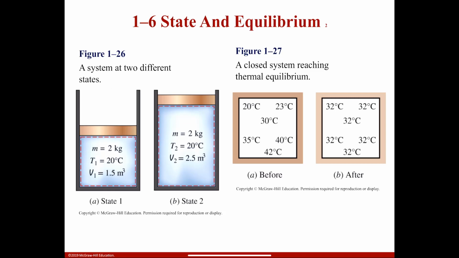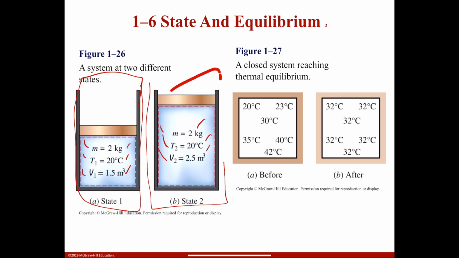So, let's say that we have a system with two states and a closed system reaching thermal equilibrium. At state number one, we have mass, temperature, and volume. At state number two, we have mass, temperature, and volume. Why is this important? As you define state number one, you might need those properties in order to start doing calculations. At state number two, you're going to need the same thing to start doing calculations. So this is the same substance, just at two different states under different conditions.